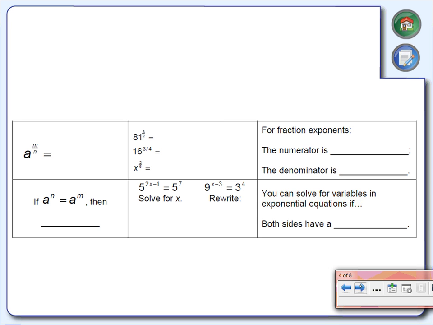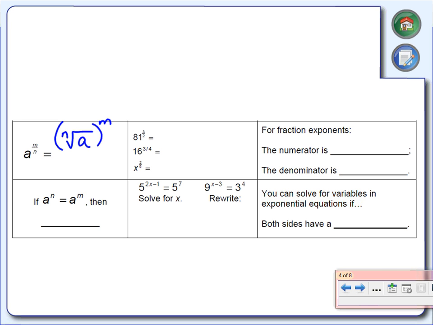So right here we've got two different ways that we can look at this. The bottom number still represents the root. So it's still going to be the nth root of a. The denominator in the fraction is going to represent our root. The top number is going to represent our power. In this case, m. So this is one way we can look at it. The nth root of a to the m power.